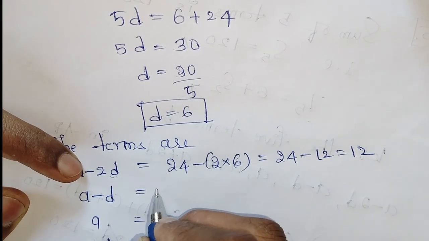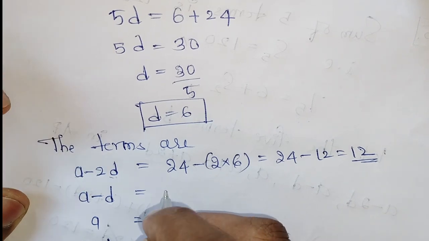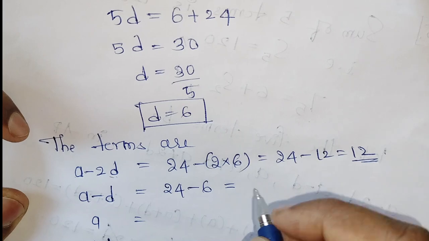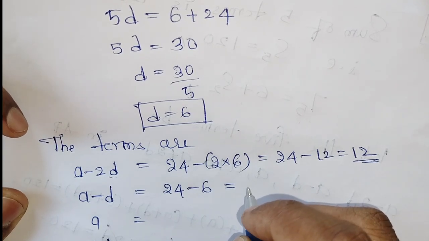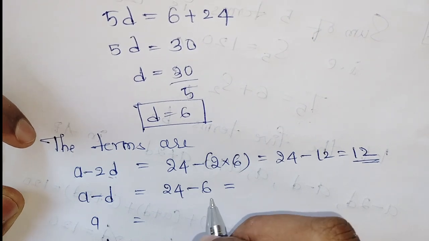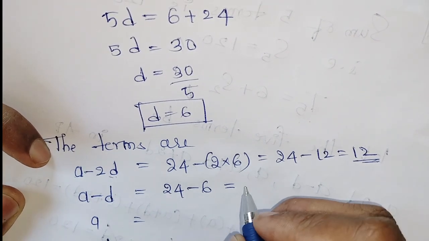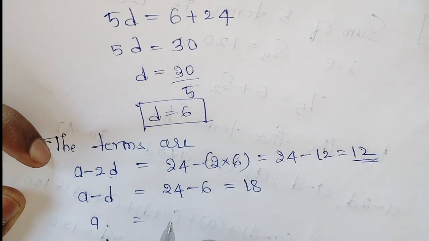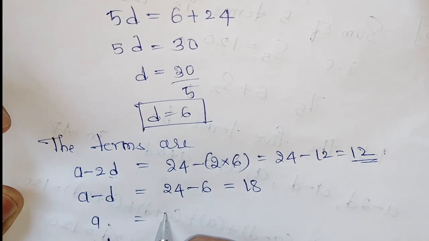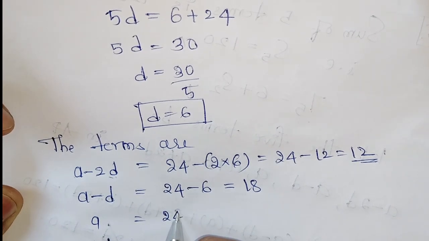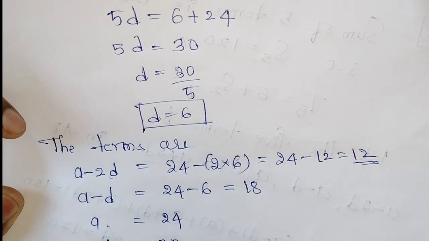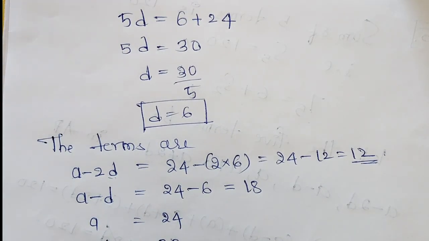Okay, this is the first term, and 24 minus 6 is 18, and 24, and this is 24, and this becomes 30, this becomes 36. Okay, what's the answer?